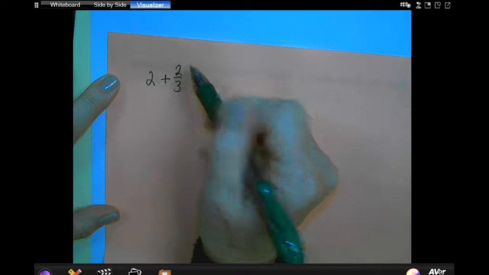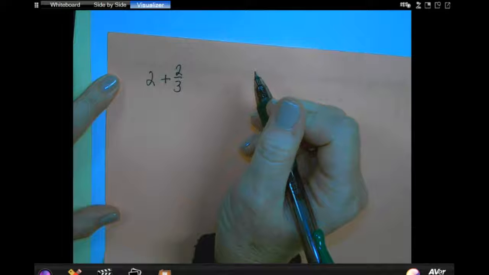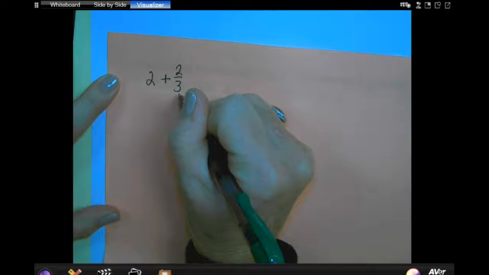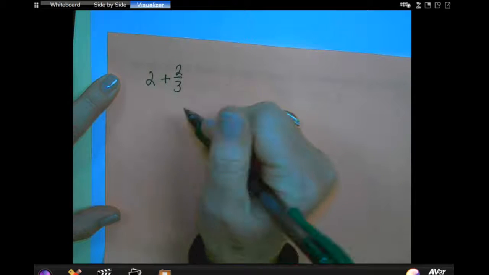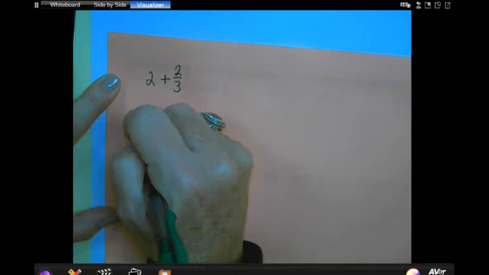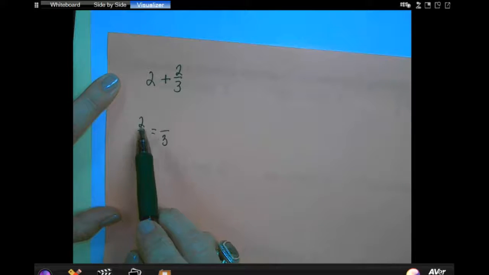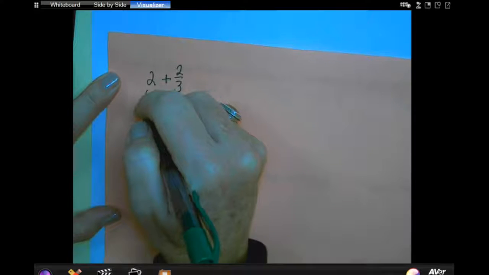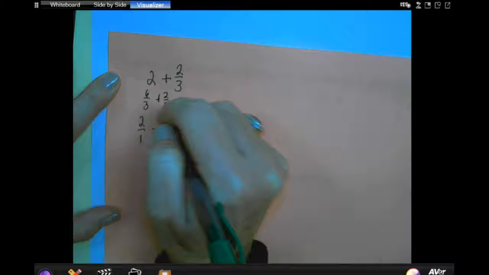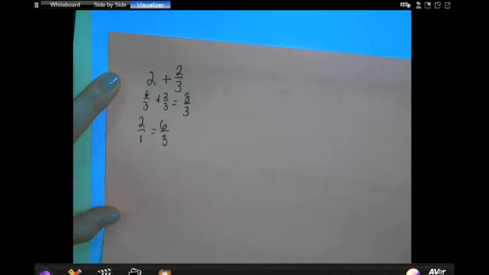So to add fractions, you have to have a common denominator. So this is 3, right? I have to make the 2 so it has a denominator of 3. So if I have 2 over 1 and I want it over 3, what did I multiply the 1 by to get 3? What I do to one thing, I have to do to the other. So 2 times 3 gives me 6. So I get 6 over 3 plus 2 over 3, and that gives me 8/3. Okay?